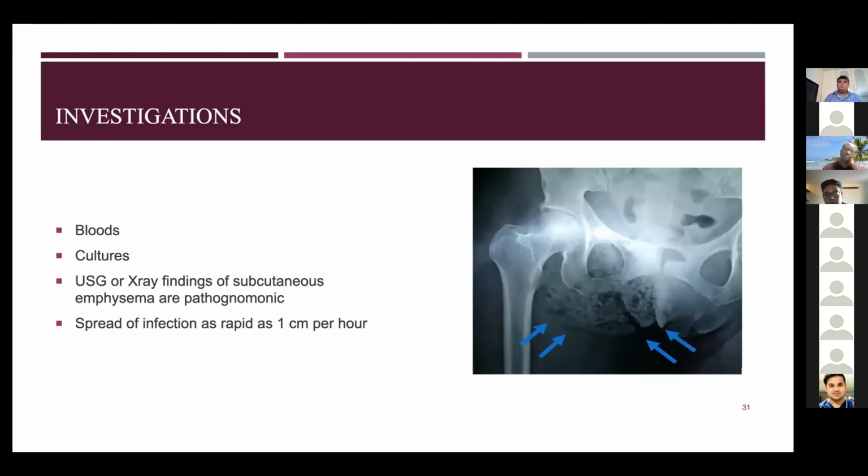Blood should be sent as part of the investigation: cultures, inflammatory markers, LFTs, U&Es to see the baseline function of the patient. As mentioned by Dr. Aldaf earlier, ultrasound or X-ray findings of subcutaneous emphysema, as shown in the figure, are pathognomonic for Fournier's gangrene.